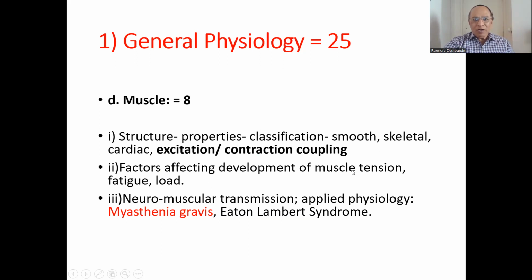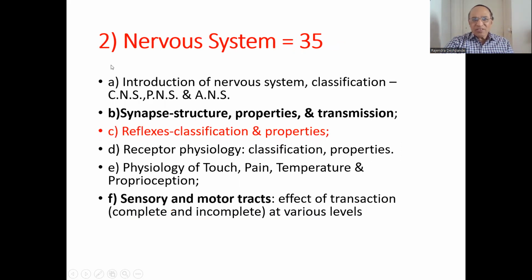Factors affecting the development of muscle tension, muscle fatigue, and muscle load. Neuromuscular transmission, applied physiology. Two diseases are there: Amitabh Bachchan's disease, myasthenia gravis, so there is a weakness of the motor activities, and then Eaton-Lambert syndrome.